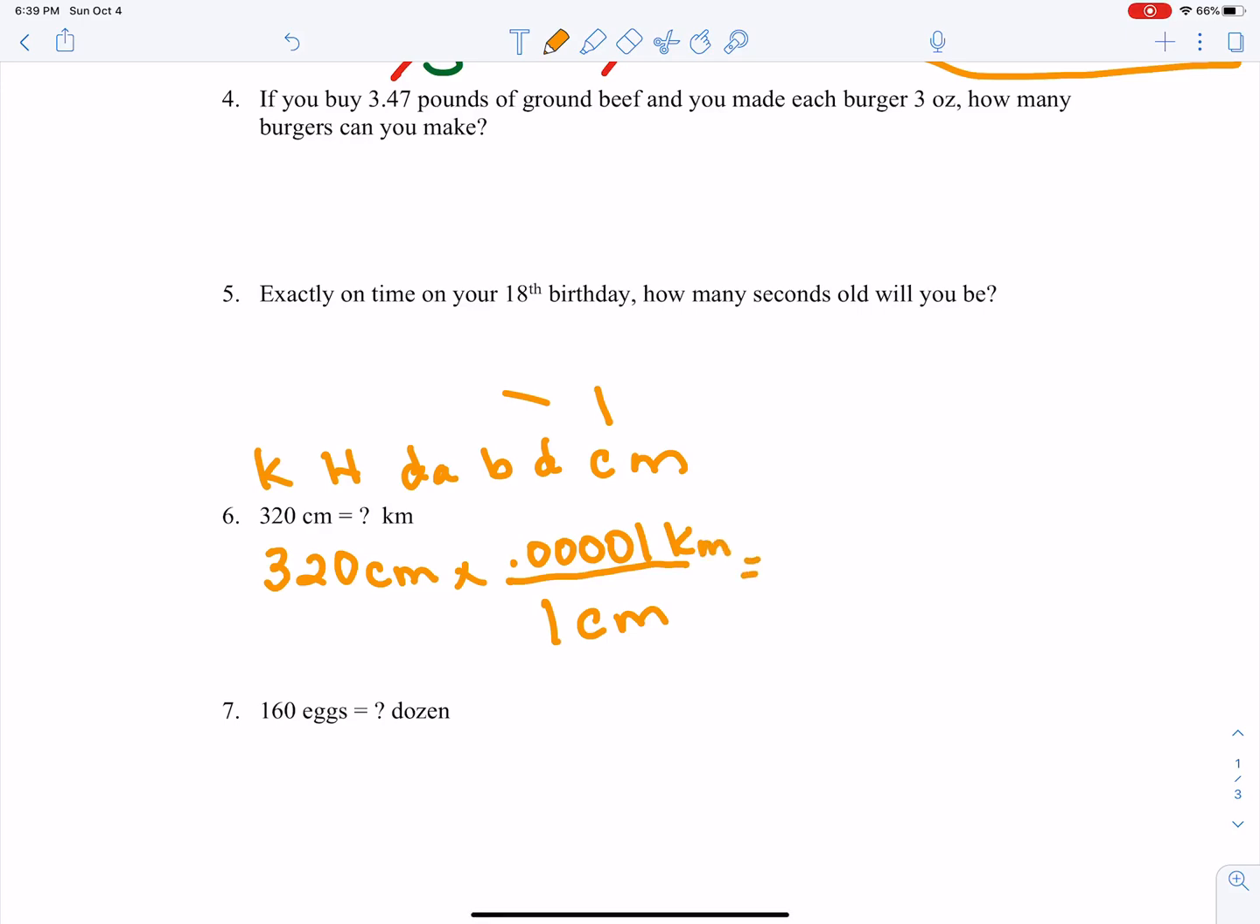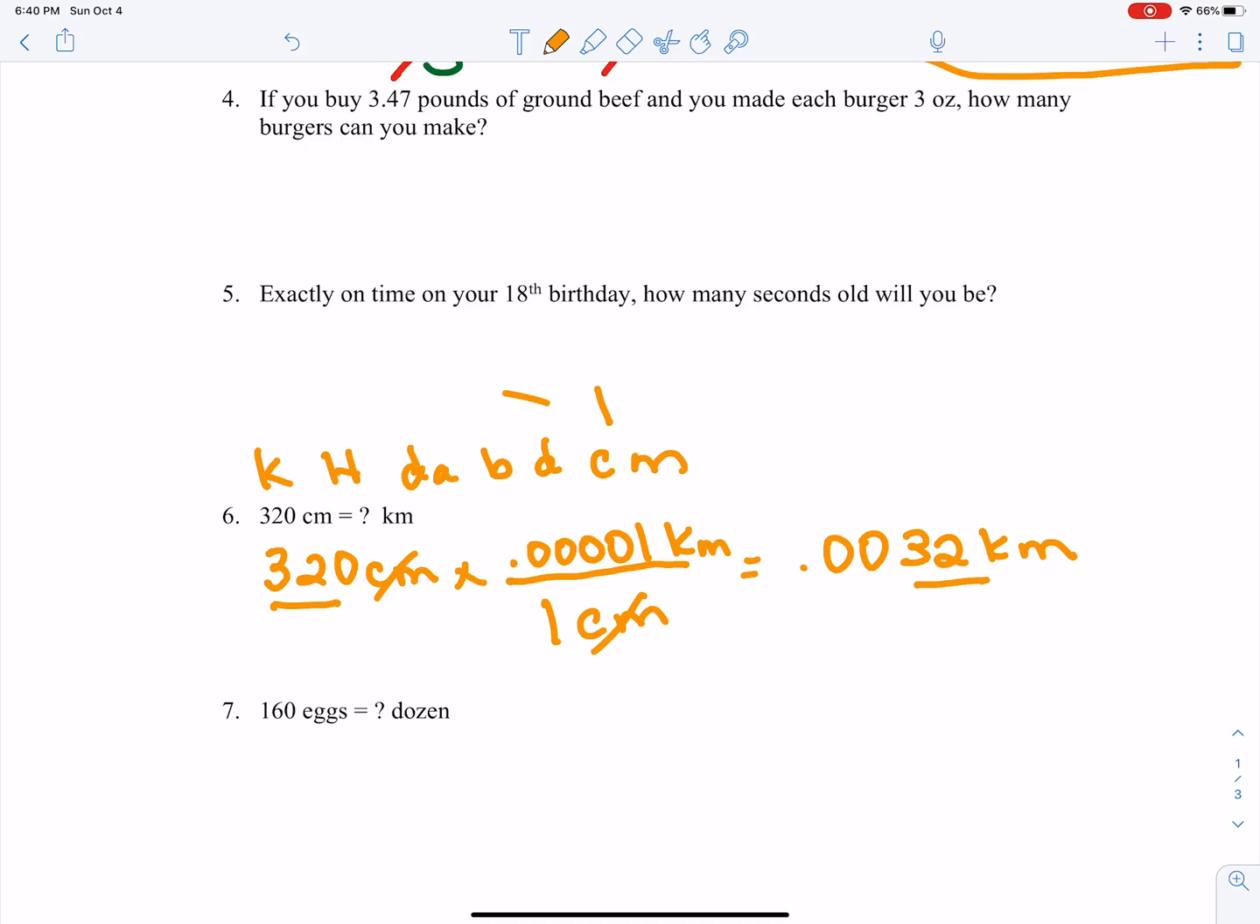So when I do the math, now I'm going from a centi to a kilometer. What that should say is if I take 320 times 0.00001, you should get 0.0032 kilometers. Now, 2 sig figs over here, 2 sig figs here. So your answer is correct.